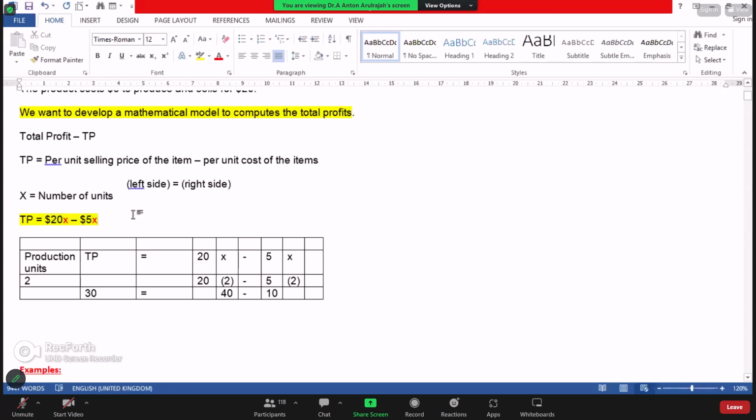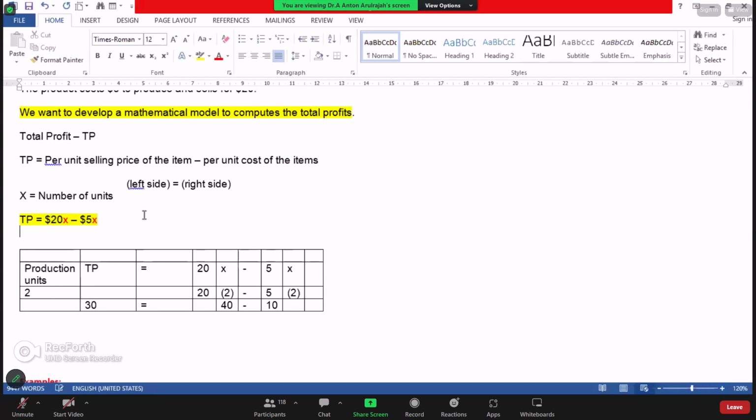We can simplify it, since both terms have x. Therefore TP is equal to 15x, finally. So how many units are we producing and selling? If you are selling 1 unit, the profit is 15 rupees; for 2 units, 30. Likewise, it works. This is a very simple and familiar model.